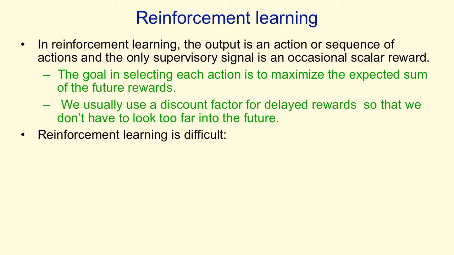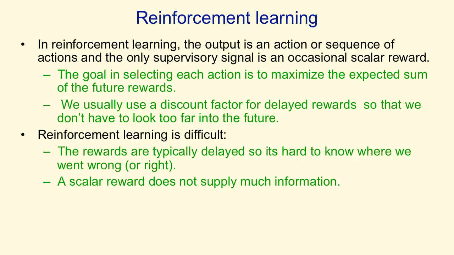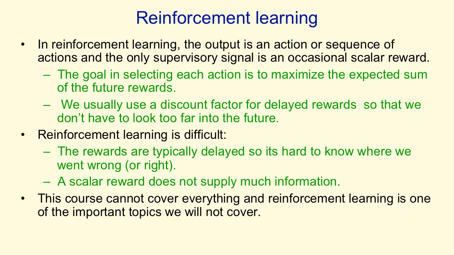Reinforcement learning is difficult. It's difficult because the rewards are typically delayed, so it's hard to know exactly which action was the wrong one in a long sequence of actions. It's also difficult because a scalar reward, especially one that only occurs occasionally, does not supply much information on which to base the changes in parameters. So typically, you can't learn millions of parameters using reinforcement learning, whereas with supervised learning and unsupervised learning, you can. Typically in reinforcement learning, you're trying to learn dozens of parameters or maybe 1,000 parameters, but not millions. In this course, we can't cover everything, and so we're not going to cover reinforcement learning, even though it's an important topic.